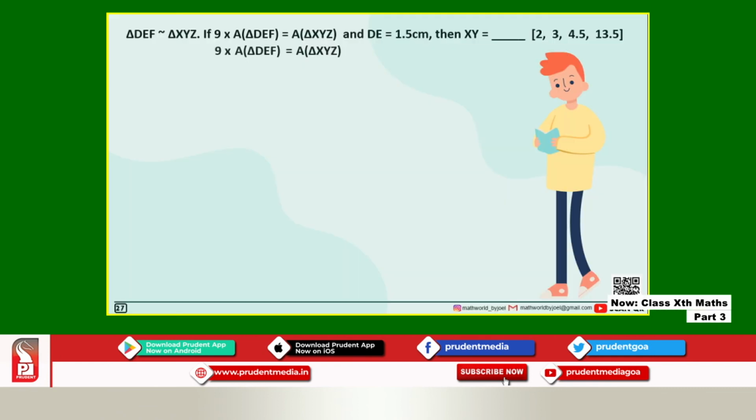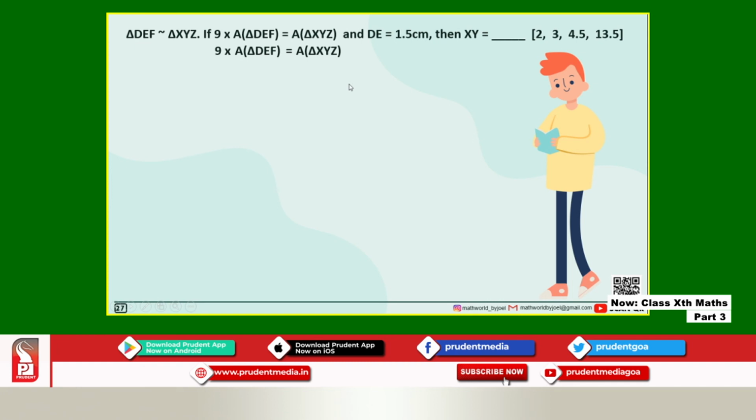So, this is a different one here. DEF is similar to XYZ. If 9 times the area of triangle DEF is equal to the area of XYZ, and D is 1.5, then XY is dash. Here there's no ratio given, but you can derive the ratio from this statement. So I've written that entire step again for you.